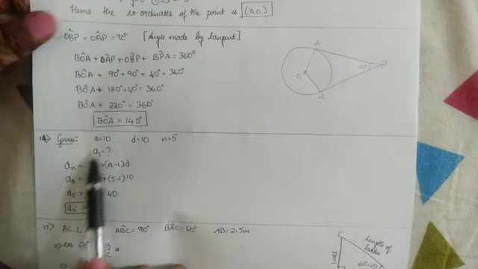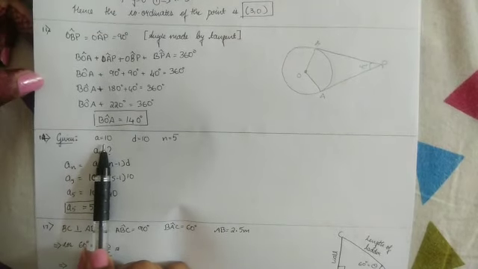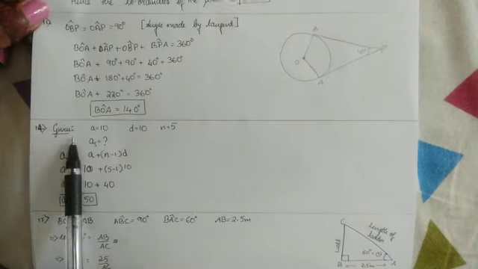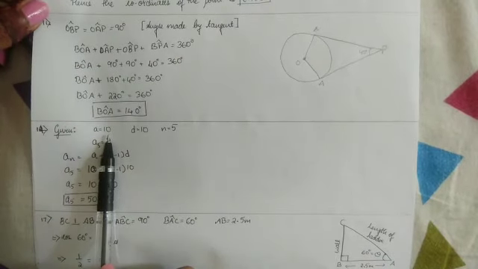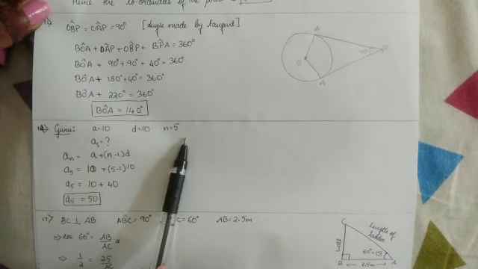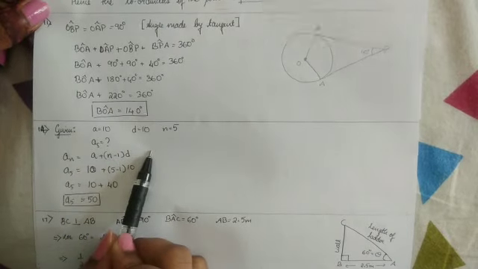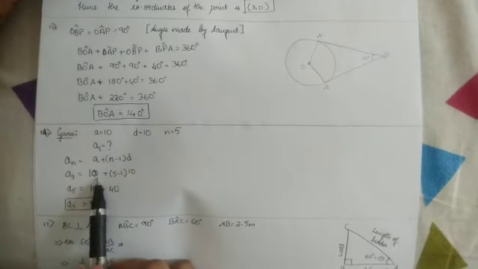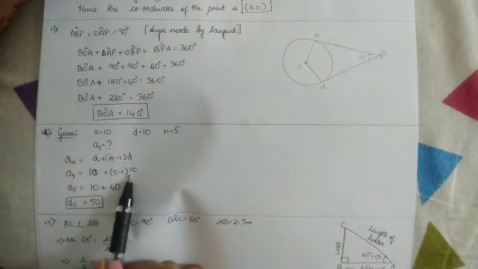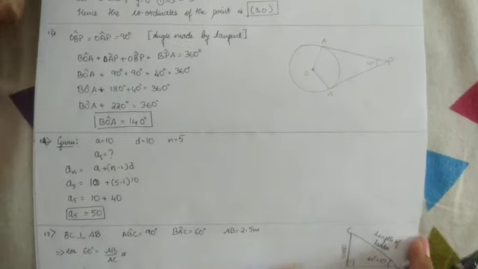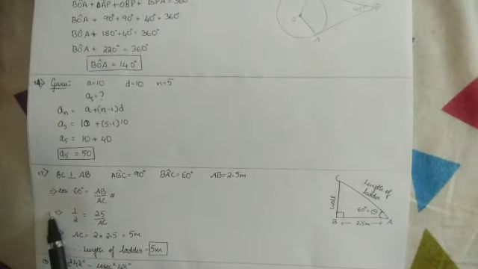Next, A equal to 10. Okay, 14th question. The other questions are direct questions, so I am skipping them. 14th question, it's given that A equals 10, D equals 10, N is 5. So we need to find the fifth term. So An is equal to A plus (n minus 1)d. So A5 is equal to 10 plus (5 minus 1) into 10. So 10 plus 40 is 50. Now 15, 16 I am skipping.